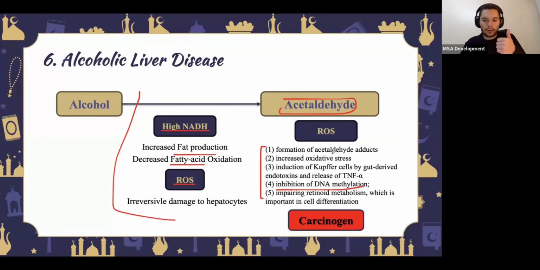Those 5 things: formation of acetyl adducts and increased oxidative stress, both are very similar. Similarly, you have induction of Kupffer cells, which increases the oxidative stress. So 1, 2, and 3 are all oxidative stress related. 4, you have inhibition of DNA methylation, and it could cause mutations and stuff. 5, you have impairing retinoid metabolism. Okay? So all those 5 effects of acetaldehyde on the body can lead to development of cancers. Okay? This is for alcoholic liver disease.